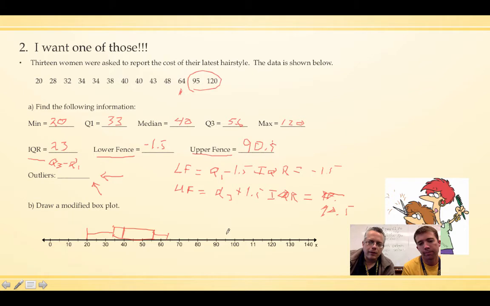There's an outlier at 95. And there's an outlier at 120, way up here. Wow, someone got a really expensive haircut there.